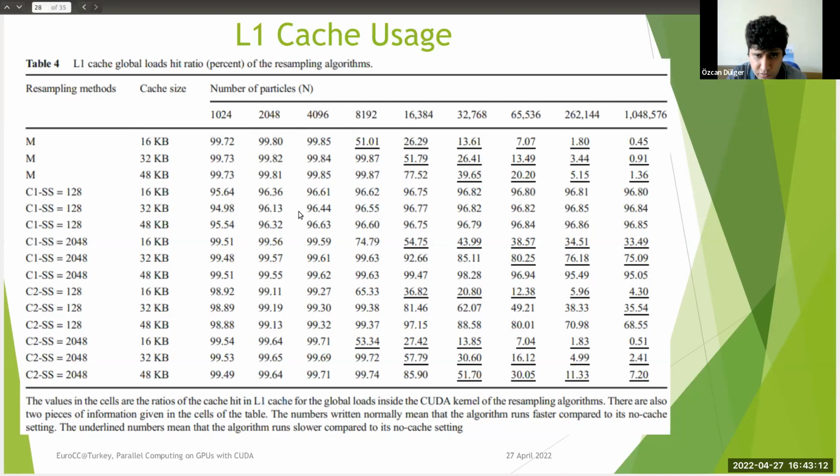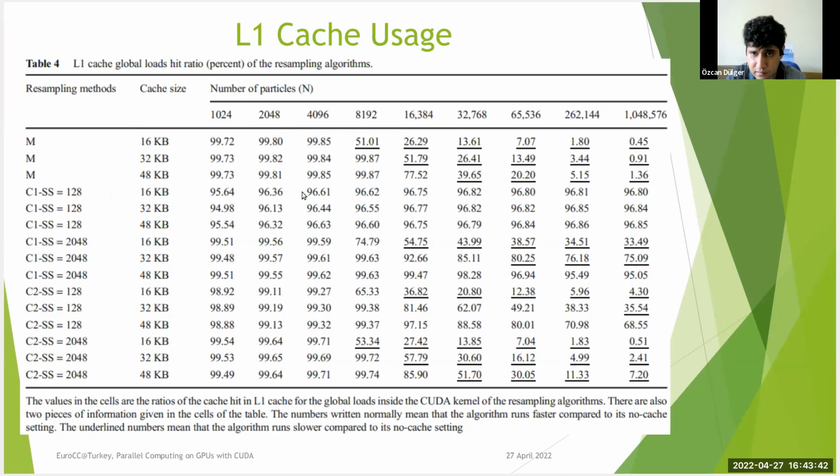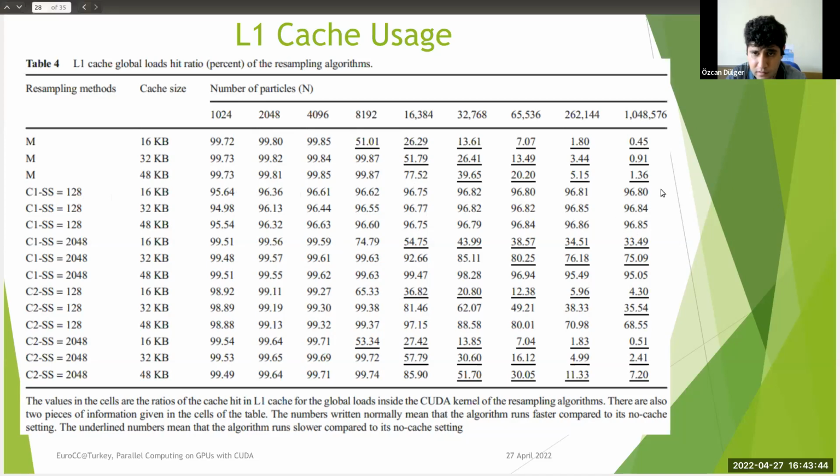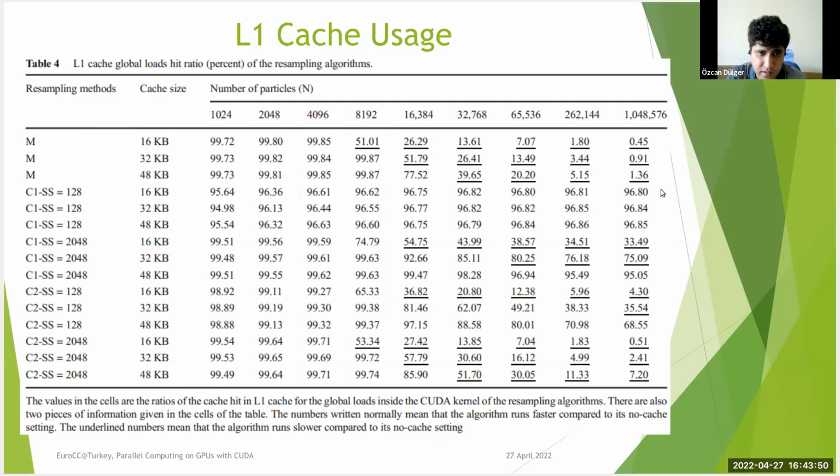So in here, as you see, in all of the numbers of particles, Metropolis C1 with a segment size of 128 has always achieved a better hit ratio here, around 96%. 96%, as you see. And in all of its configurations and in all of the particle sizes, the execution time improves when the L1 cache is enabled.